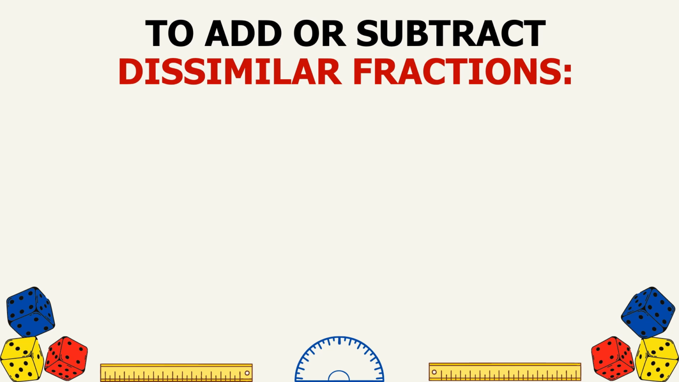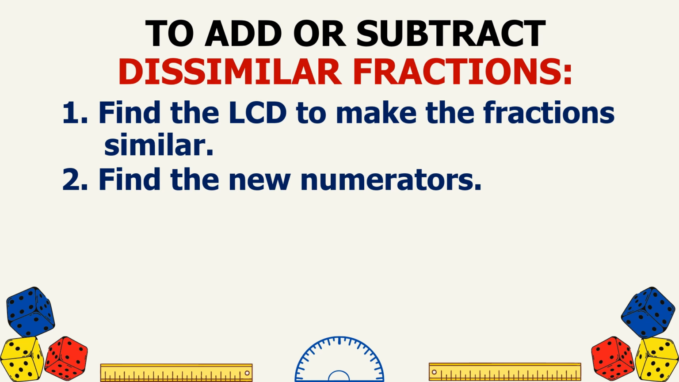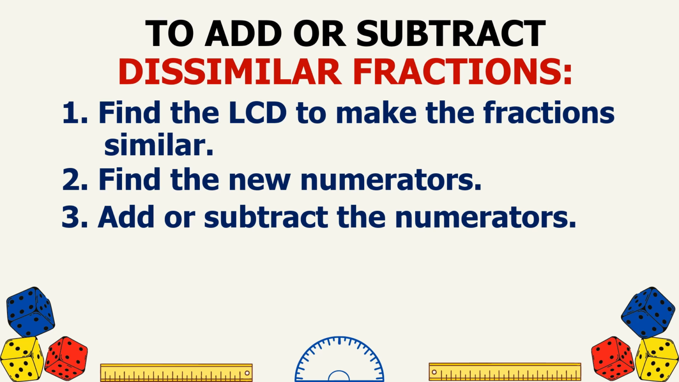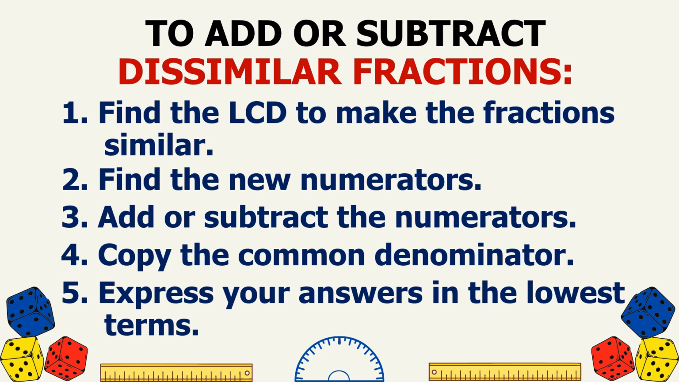So let's not forget the steps on how to add or subtract dissimilar fractions. 1. Find the LCD to make the fractions similar. 2. Find the new numerators. 3. Add or subtract the numerators. 4. Copy the common denominator. 5. Express your answers in the lowest terms.